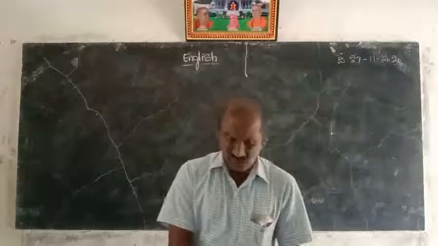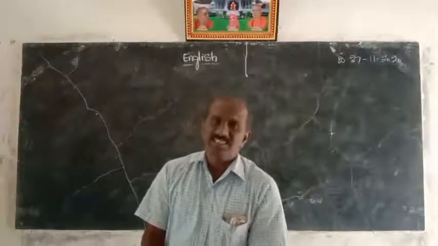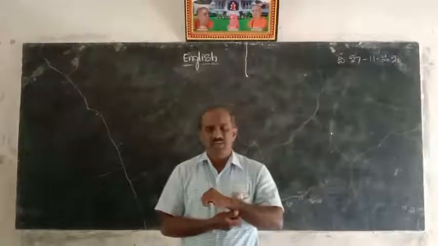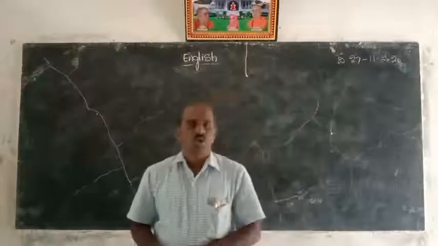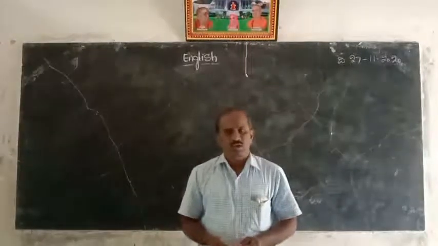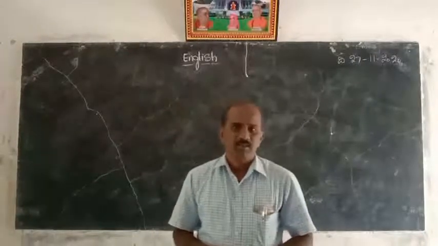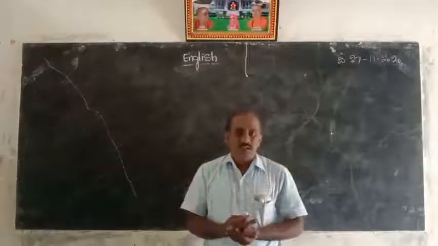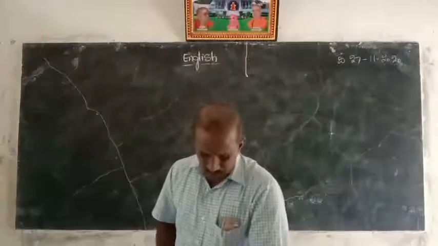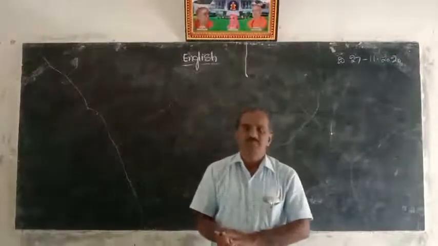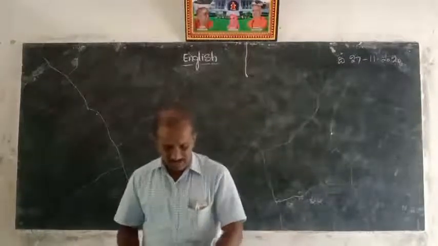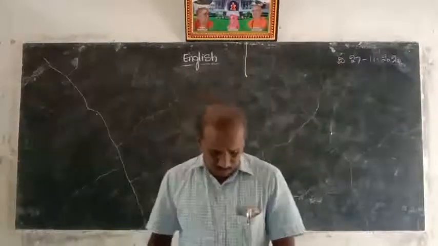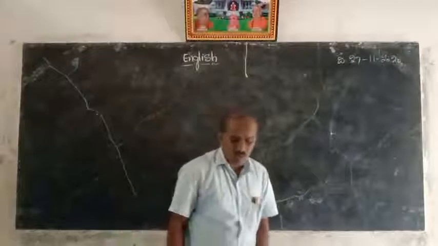So the fourth lesson of your English text is about a child. His name is Oliver Twist, who had lost his mother when he took his first breath. So after that, what happened? How was he brought up in a poorhouse or an orphanage? That has been narrated by the author Charles Dickens. So the name of the prose is The Boy Who Asked for More.